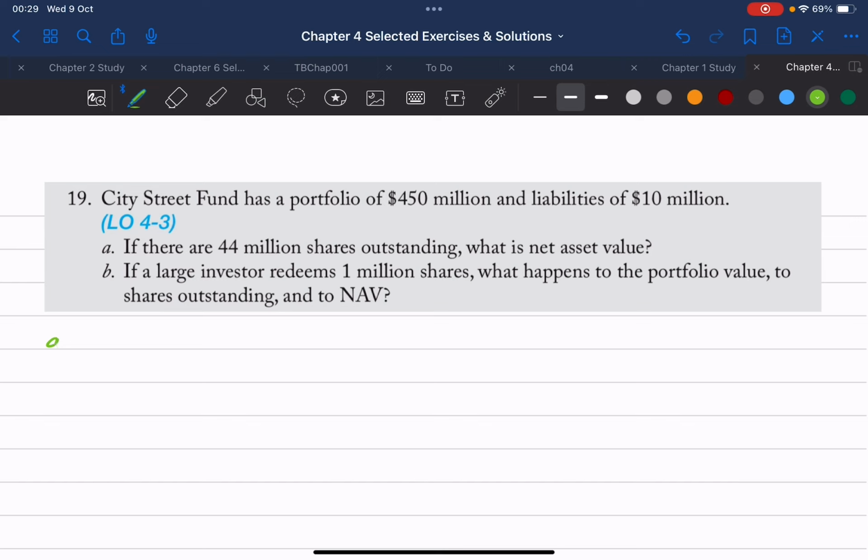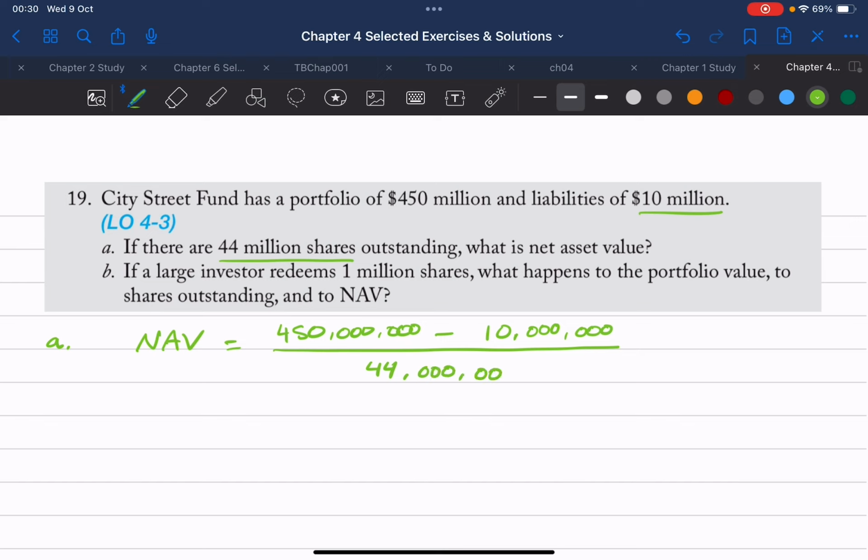For A, we're going to be calculating net asset value. Okay, so we're going to take the market value of the assets, which is 450 million, minus the market value of the liabilities, which was given to us, 10 million. We're going to divide all that by the number of shares outstanding, which is 44 million shares. Okay, bring out our calculators and run the numbers. 450 million minus 10 million, that's 440 million, divided by 44 million, and that would give us a NAV of $10.